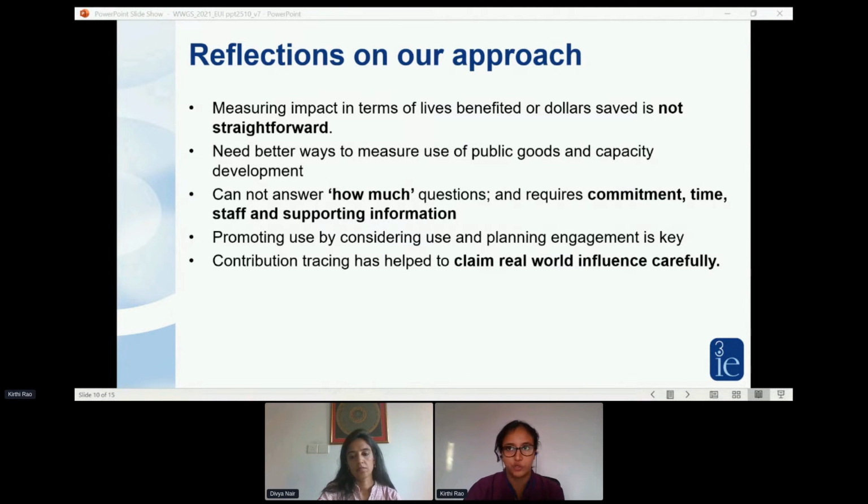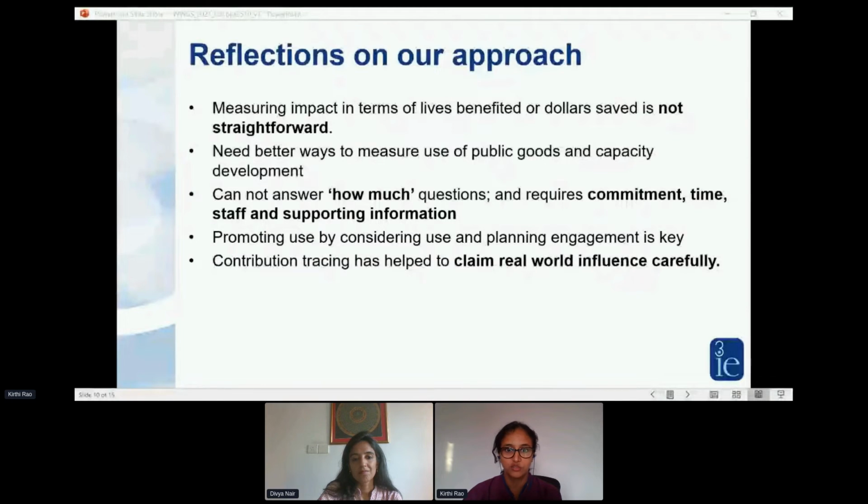I mean, of course, it's part of project management, but often it's not available, especially as time passes. However, since evidence use is our North Star, we do promote use from the get-go by considering evidence use objectives, engaging with potential users, and trying to document and learn from engagement. That's really key. And adapting contribution tracing to our context has helped us to claim contributions fairly convincingly.